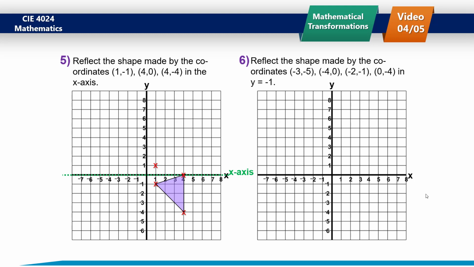So that point was 1 unit downward, so we made it 1 unit upward, and the third point is 4 units downward, so that must be made 4 units upward as well. Joining this will give you the reflected image.